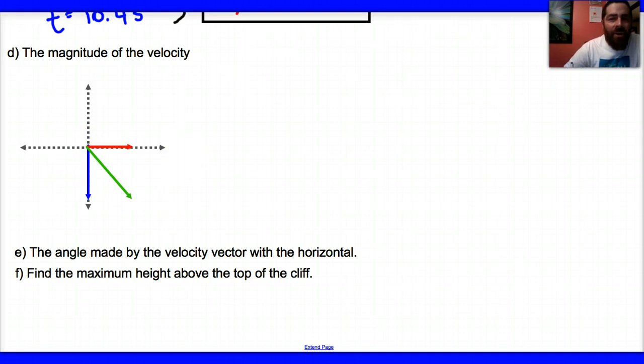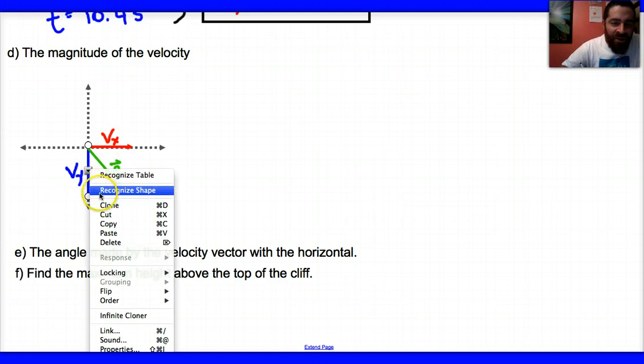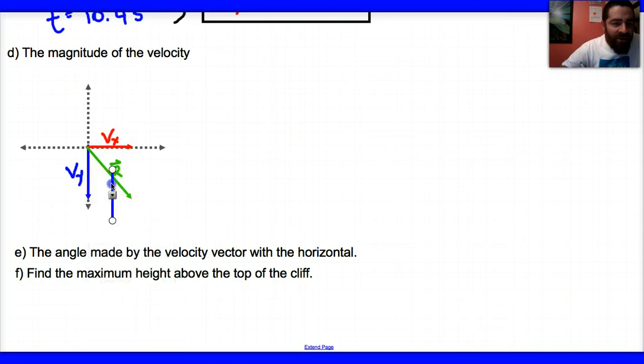Now I can go ahead and label those if I want to. This is going to be my resultant, or basically what my velocity is. This is the x component of velocity, and this blue piece here is the y component of velocity. Now again, we've seen this in class. One way to consider this graphically is if I were to make a copy of this y component of velocity and move it over here, I now have the familiar right triangle.